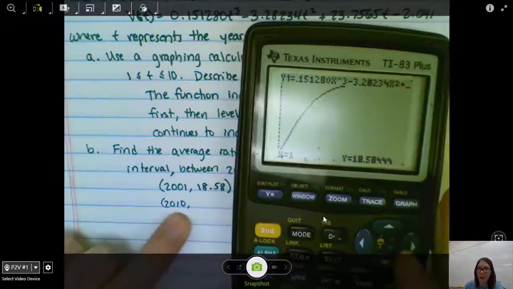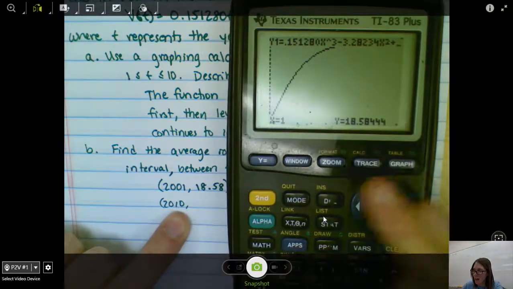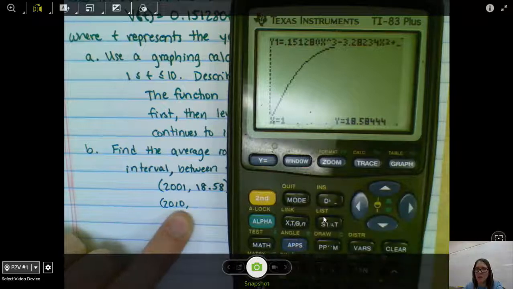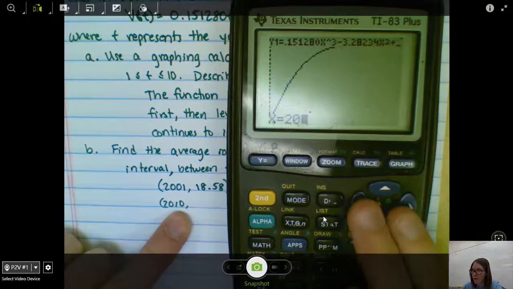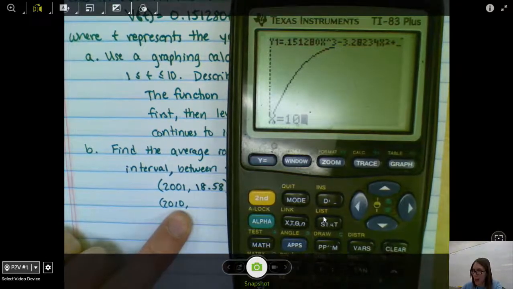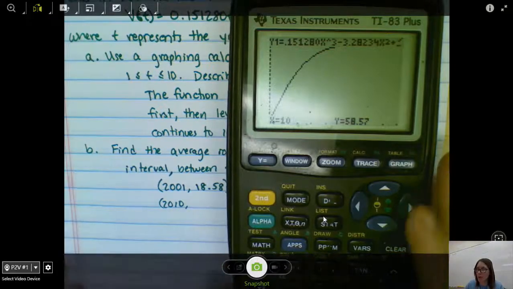And if I want to find my y value when x is 2010, my calculator still kind of knows that I'm in that second calc value mode. So I can just type in, again, I don't want to type in 2010, I'd want to type in 10. Okay. Type 10, hit enter, and it's 58.57.